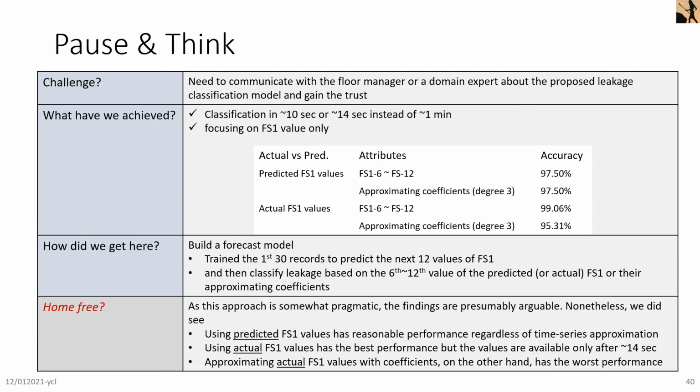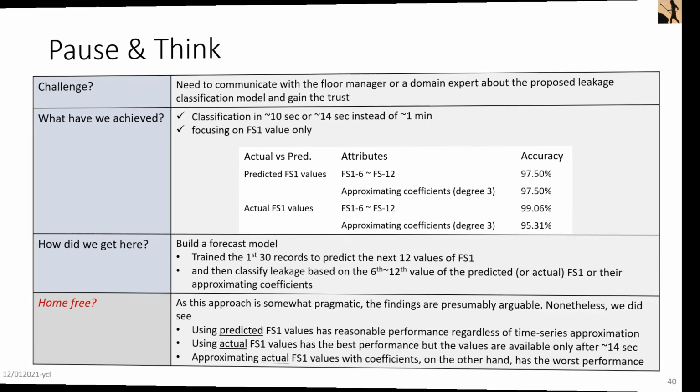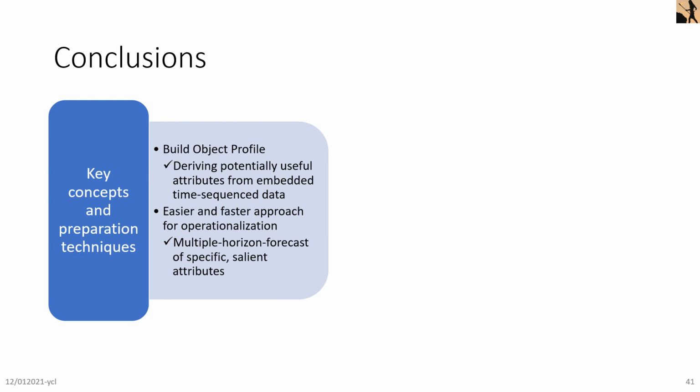Right? This second approach is somewhat pragmatic, as we know. The findings are definitely arguable, not just presumably arguable. Nonetheless, we did see that using the predicted FS1 value is different from using the actual FS1 value, right? But to get to this point, the end result may not be as important as the process we have run through. And when we run through them using all different techniques that probably are still quite fairly complicated as far as you're concerned.